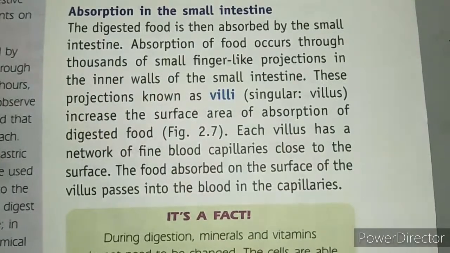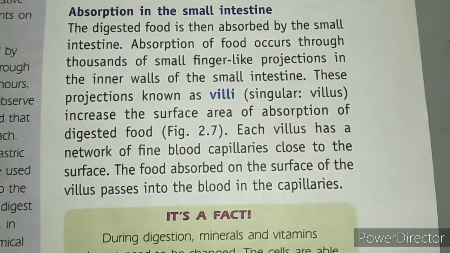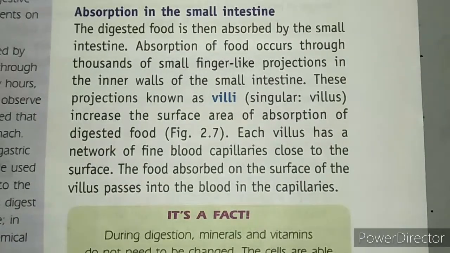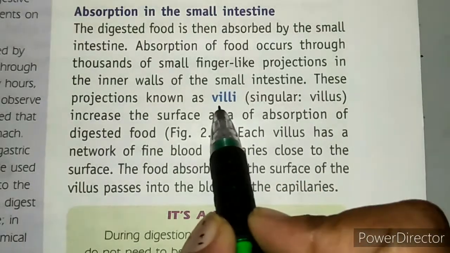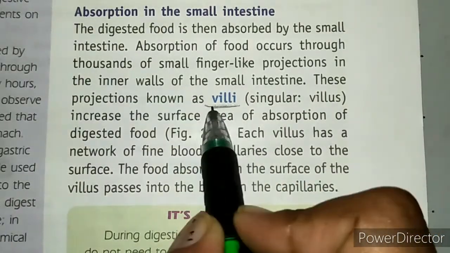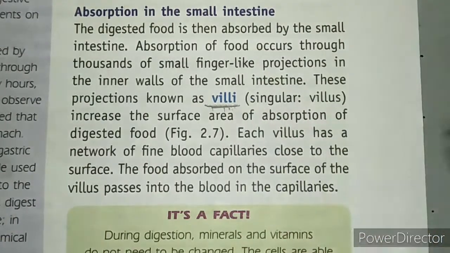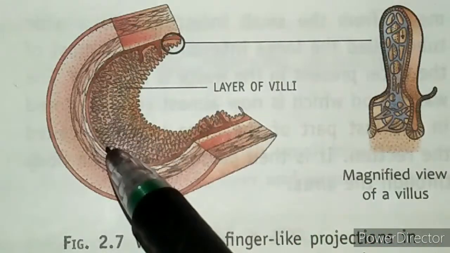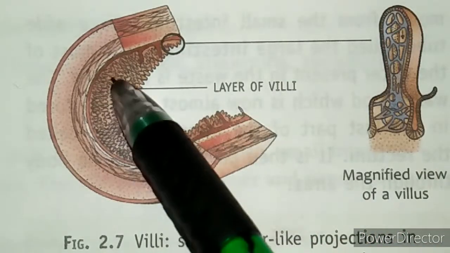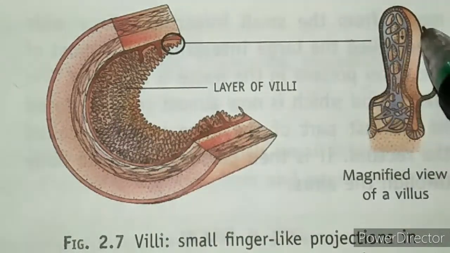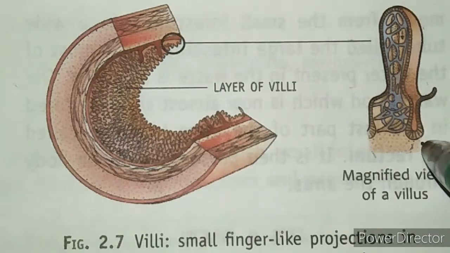So what happens here? The digested food is then absorbed by the small intestine. This small intestine has some finger-like projections known as villi. They help in absorbing the food by increasing the surface area. This is the section of the small intestine, and look at this, the finger-like projections, these are called villi, and this is the magnified view of this.